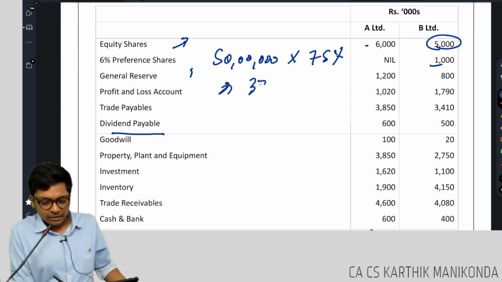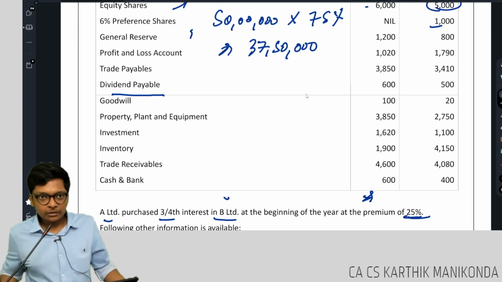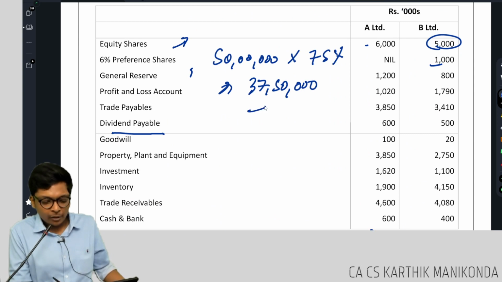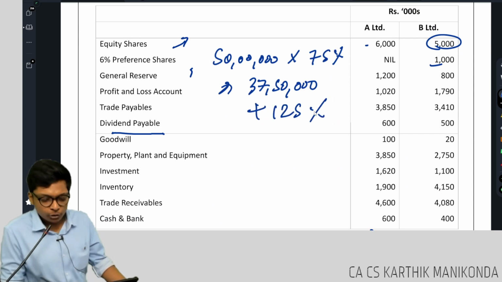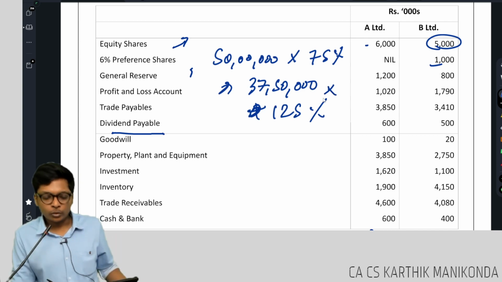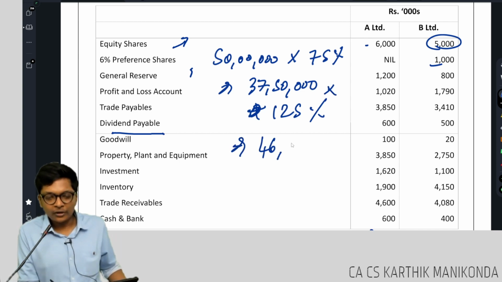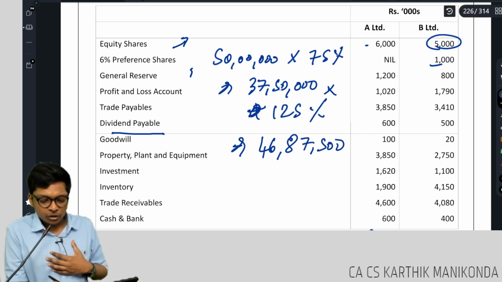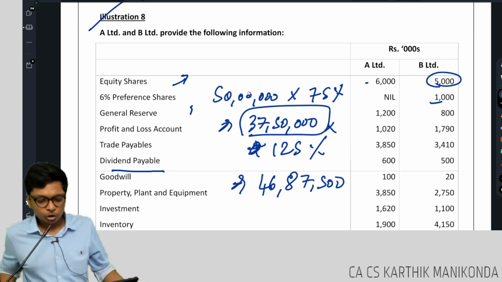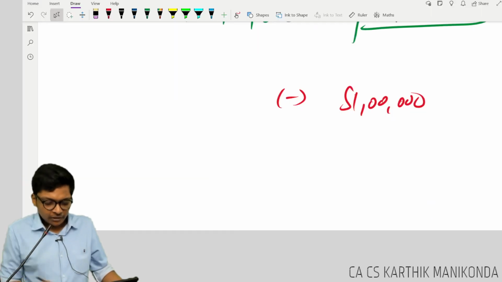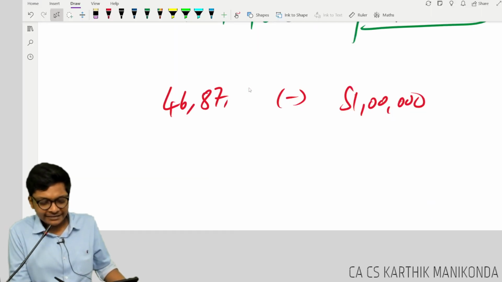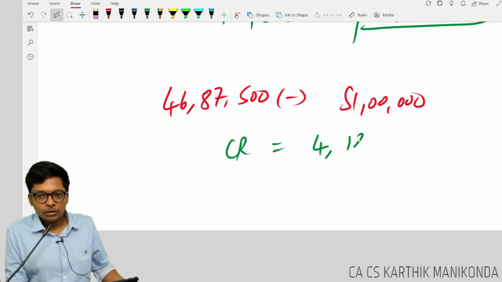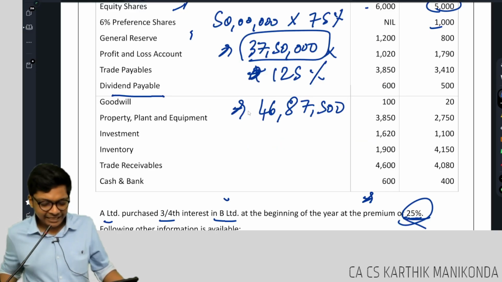How much is that? 37 lakh 50,000. But question is given by paying a premium of 25. So I purchased 37 lakh 50 by adding 25%, into 125%. How much are you getting? 46 lakh 87. Are you understanding? I purchased 3/4 for 37 lakh 50 plus 25%. You get 46 lakh 87,500. That is what I paid for this. You are getting capital reserve of 4 lakh 12,500. This will tally with the book.